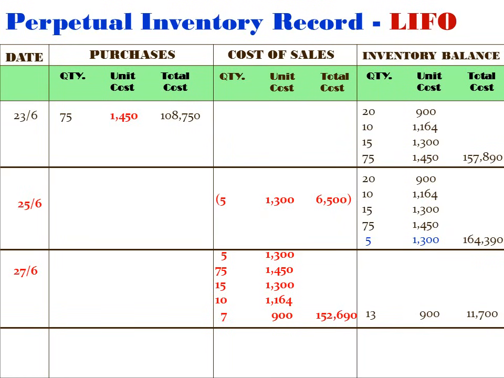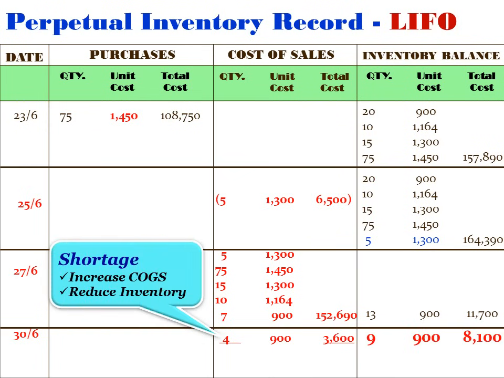How do we treat shortage? Remember, it is added onto cost of sales. And we reduce inventory by the amount. So under cost of sales, we'll have 4 at 900. 4 because 13 minus 9 is 4. Remember that shortage must be added onto cost of sales and it serves to reduce inventory. So our inventory balance then is simply 9 at 900 as revealed by the stock take. So that then is our inventory record. Notice this one is a very detailed one.